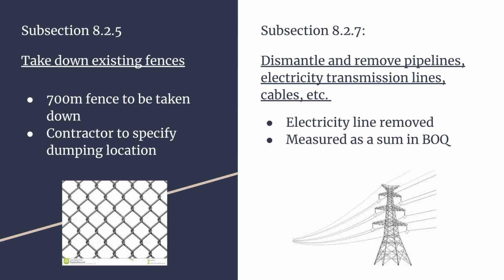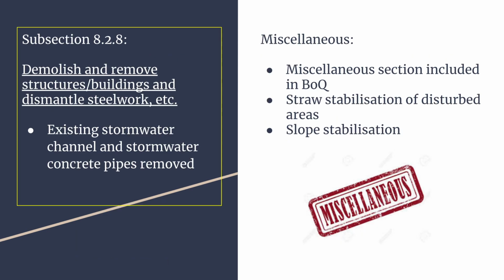The taking down of existing fences is discussed in subsection 8.2.5. The case study has measured the length of the fence in meters, however, and this is shown in the BOQ as 700 meters. The SANS 1200C, however, requires that this be measured in kilometers. To be noted is that Clause 8.2.5 requires the engineer to indicate the site of sorting and stacking. In this case study, however, the contractor approves the dumping site for the materials.